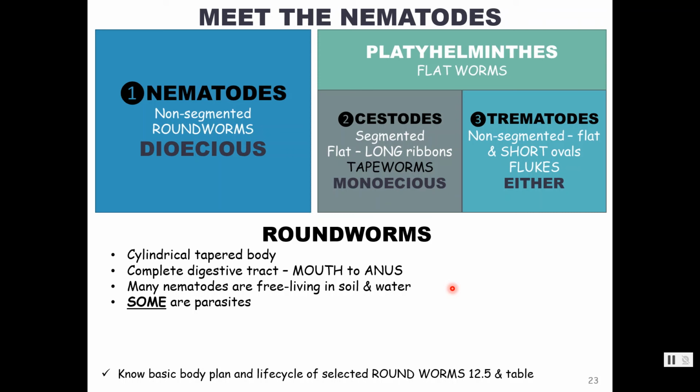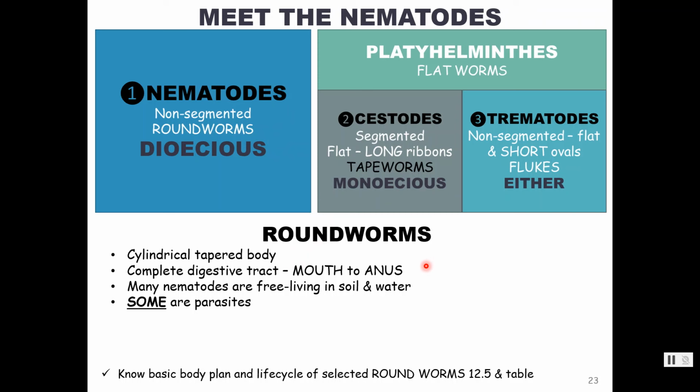We have discussed already the cestodes, which are the tapeworms, and we've already talked about our trematodes, which are our flukes. And so what we have left are the nematodes. Nematodes are a phylum of non-segmented roundworms. The majority of them, or all the ones we're talking about, are going to be dioecious. As far as body shape, it's kind of telling you they're round. They have a cylindrical tapered body.